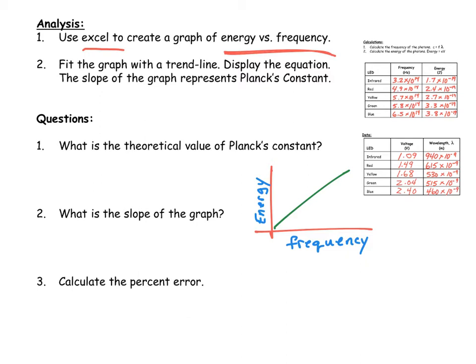Remember that a photon has energy equal to h, Planck's constant, times the frequency. So the slope of this graph is going to be Planck's constant. Now, we didn't tell you what that is, so you'll have to find out the theoretical value by doing a quick little Google search to find out what it is. Then you'll compare that to the slope of your graph, find the percent error.